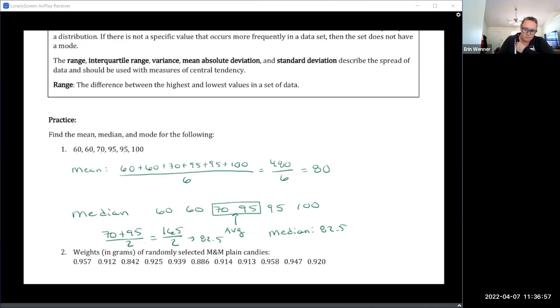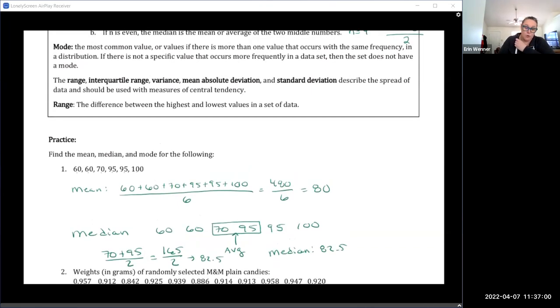Finally, the mode is the most common value or values, if there's more than one, that occurs with the same frequency in a distribution. If there is no specific value that occurs more frequently in the data set, then the set does not have a mode. So when we look at our data, the number 60 occurs twice and the number 95 occurs twice. Therefore, this is considered bimodal because there's 2 of them, and the modes are both 60 and 95 because there's 2 values that occur with the same frequency, more than the rest of the numbers.